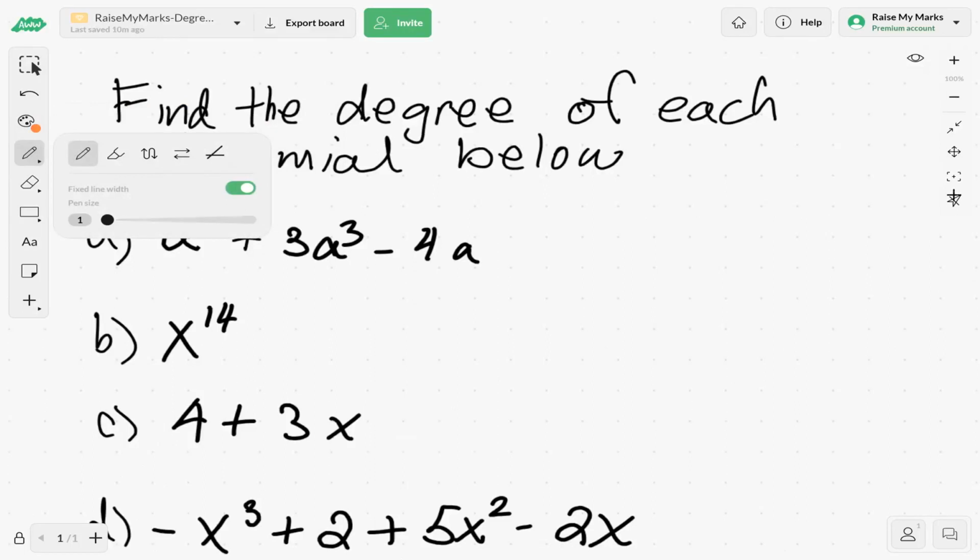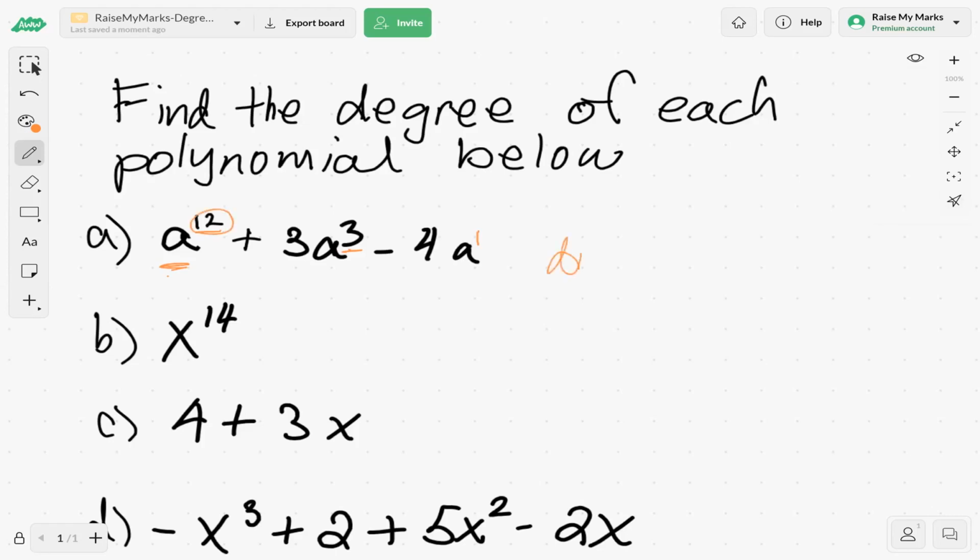in our first polynomial, our variable is a, and we look at the powers that a is raised to. So a is raised to 12 in the first term, 3 in the second term, and when there is no obvious power, then it's 1, in the third term. So the highest power that a is raised to is 12. So the degree in the first polynomial is 12.